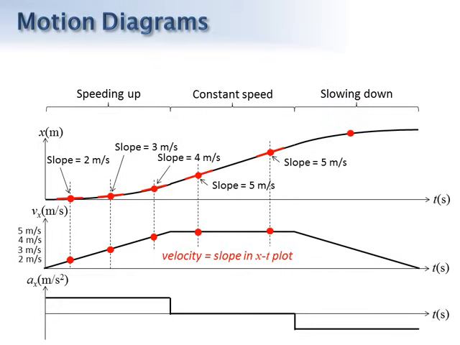Now over here, the slope has started to decrease. It's still a positive slope. Let's say it's now 3 meters per second. So down here, it's still a positive number, but it's a smaller number. So now we're starting to go back down. Okay, so that's how we can apply these rules.